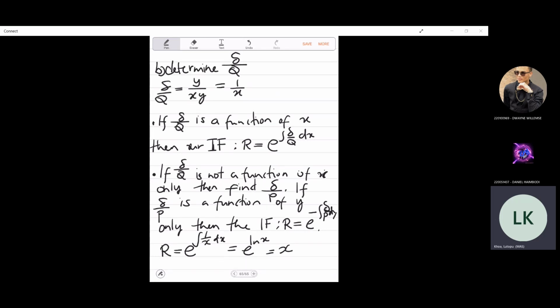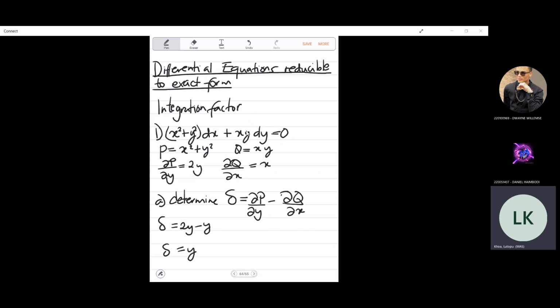Now what we do with this integration factor is multiply our differential equation, the one that was not exact, by it, and after we multiply it by the integration factor, we should now have a differential equation that is exact.